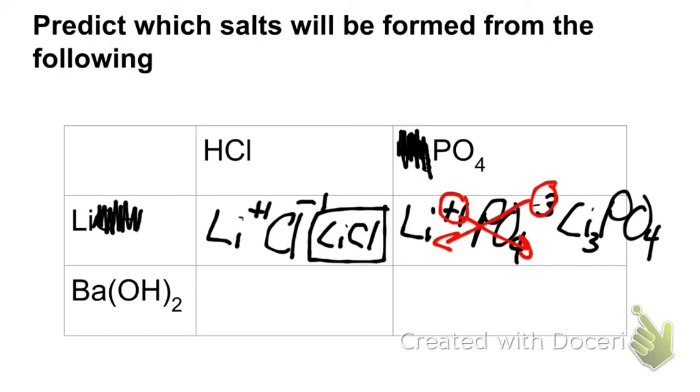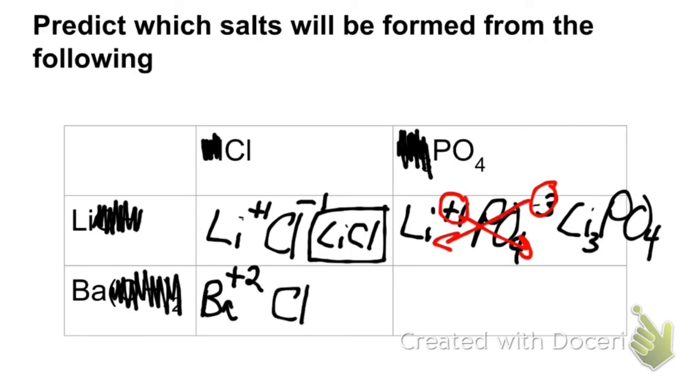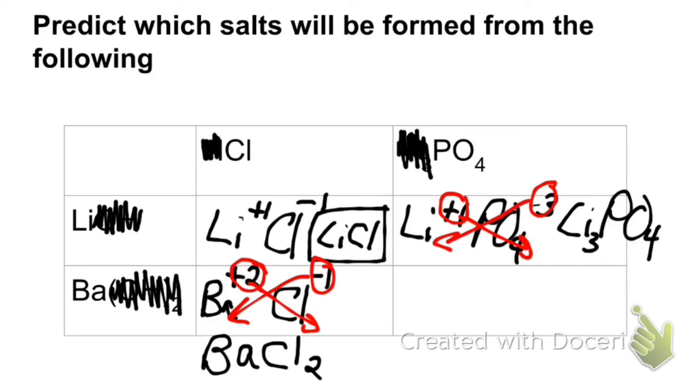Let's try HCl and BaOH. So HCl, the H and the OH are going to make the water, so that leaves us with Ba, which is in group 2, so it's a +2, and Cl, which we already said was a -1. And we're going to cross our charges. Cross the charges. So come down like this and like this. So that's going to give us BaCl2. There you go. All right.